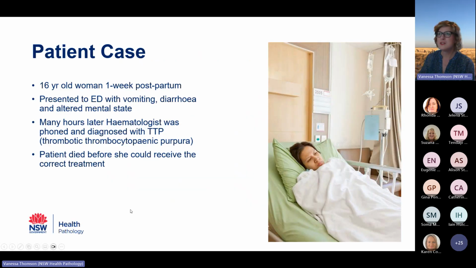So I'll just finish off on a patient case. I think it's always great to finish back on a patient. So this was a 16-year-old woman, 1 week postpartum. She presented to ED with vomiting and diarrhea and an altered mental state. Many hours later, the haematologist was phoned and a diagnosis of TTP was made. The patient died before she could receive the correct treatment, and she may have died anyway. It was a complex situation.